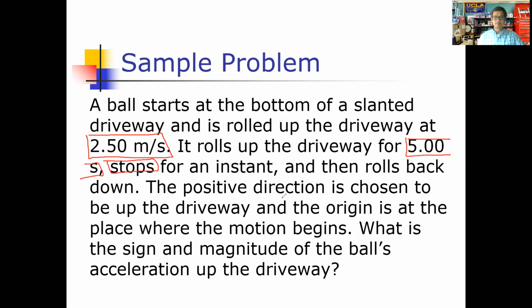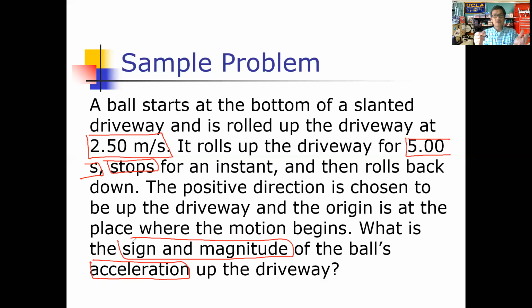And then it rolls back down. We're told the positive direction is up the driveway, and the origin is at the place where the motion begins. So we'll indicate all that. It's indicating for us where we should designate the origin. And so the question is, what is the sign and the magnitude of the acceleration?